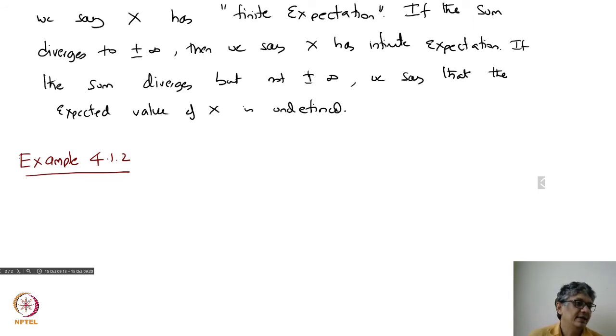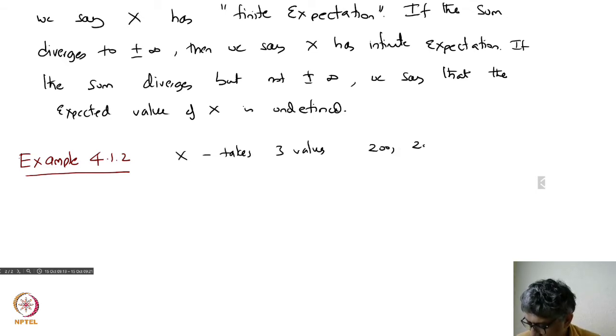So let's say a random variable takes three values. Let's say X is the random variable, X takes three values. So we'll go back to my black pen. Random variable X takes three values. Let's say 200, 20, and 0.